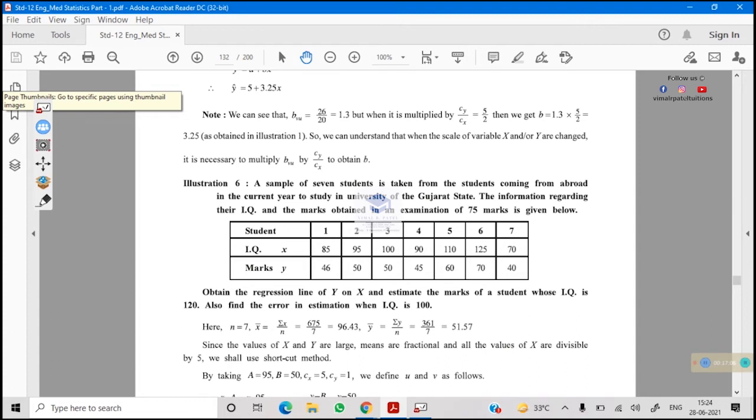Illustration 6. A sample of 7 students is taken from the students coming from abroad in the current year to study in the University of Gujarat State. The information regarding their IQ, intelligent quotient, and their marks obtained in an examination of 75 marks is given below. Obtain the regression line of y on x and estimate the marks of a student whose IQ is 120. Also find the error in estimation when IQ is 100.